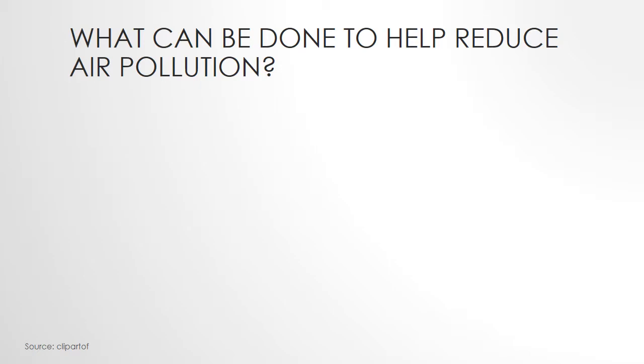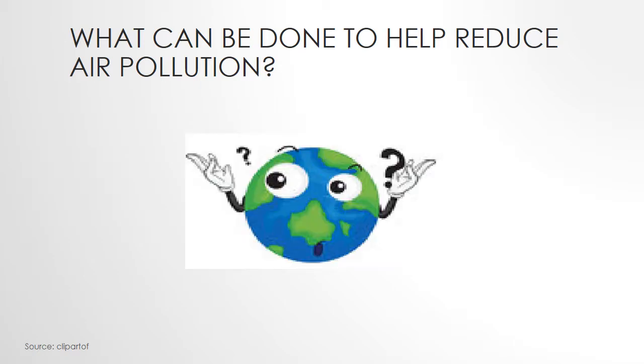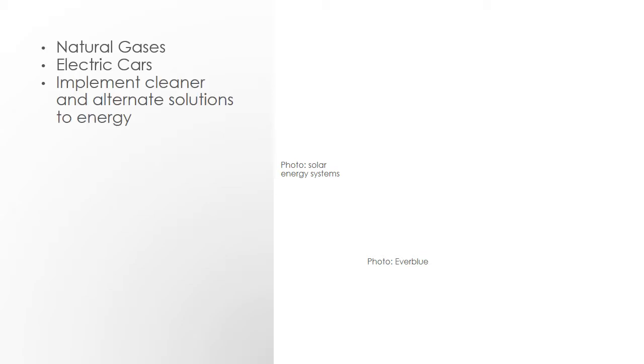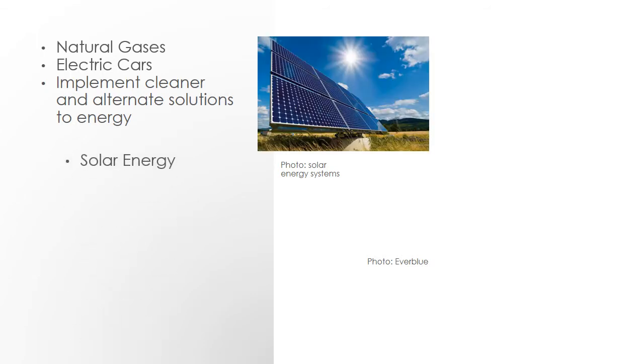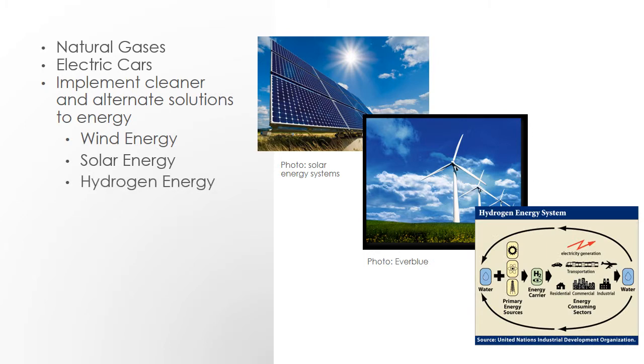What can be done to reduce air pollution? For one, natural gases can be used instead of fossil fuel, which emits harmful gases into the environment that deplete the ozone and destroy the environment. Electric cars can also be used to lower fossil fuel usage as well. Also, alternative energy sources can be used, like solar energy, wind energy, and hydrogen energy.